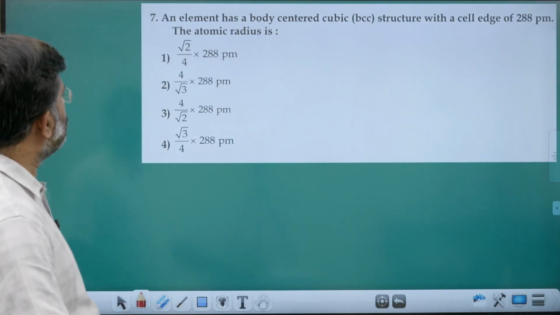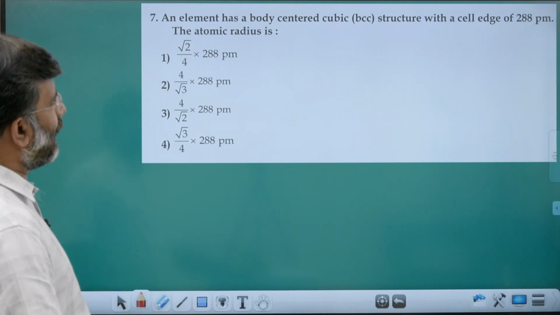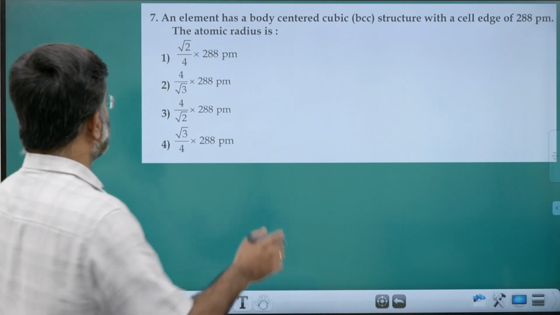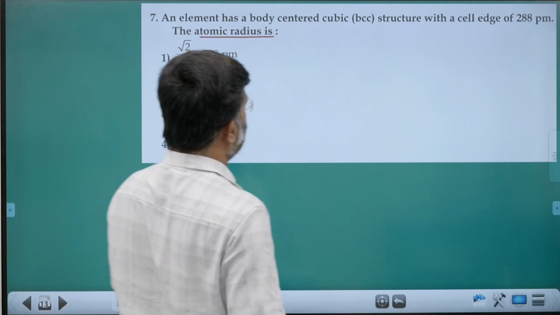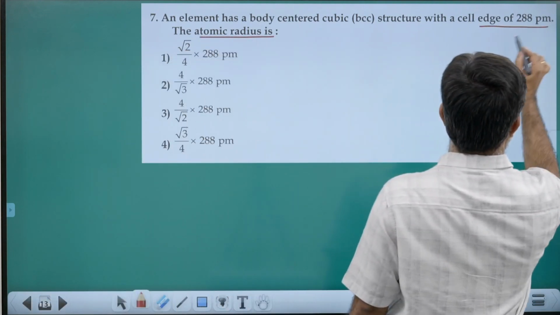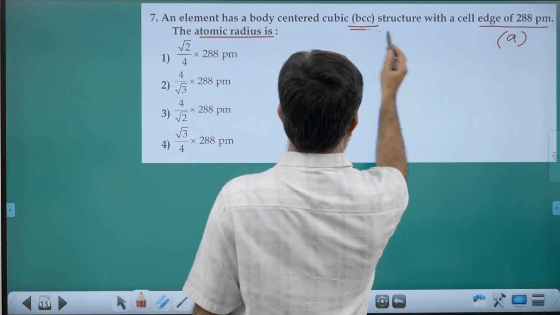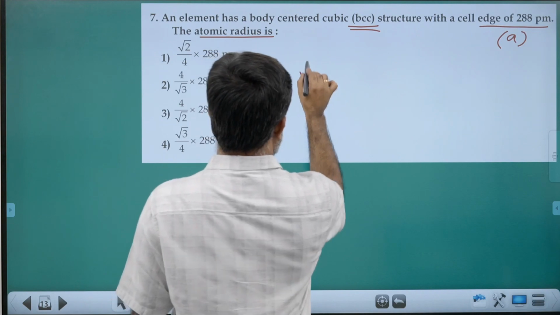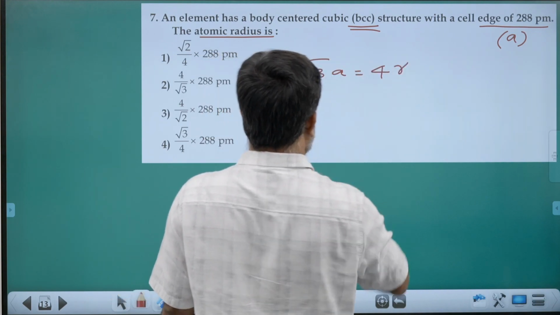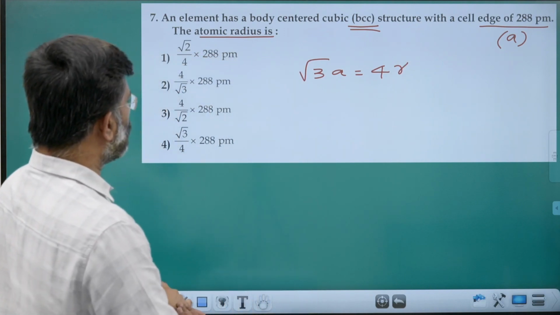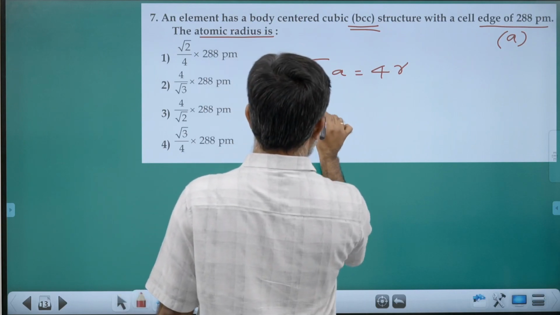C3A4. Next. An element has a body-centered cubic structure with a given cell edge length. You've been asked for the atomic radius. Cell edge length A is given, and we are talking about BCC. Very simple question. It is root 3A is equal to 4R. Therefore, R is equal to root 3A by 4.